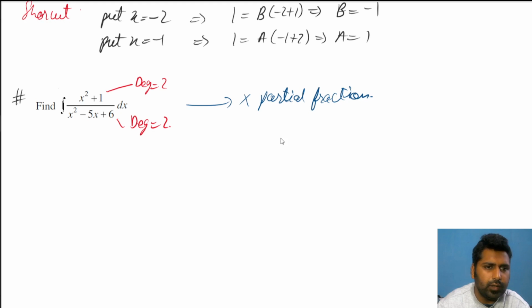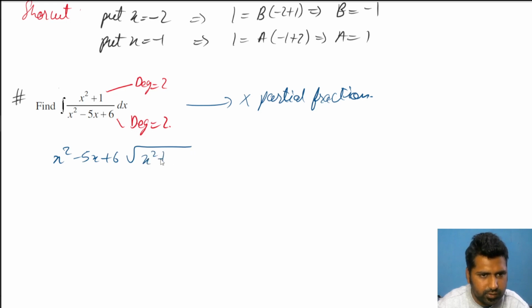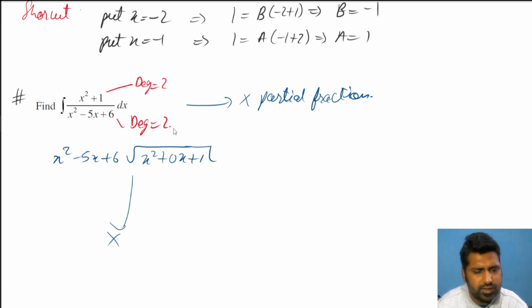So in order to do that, we have to literally divide these two polynomials. Let's divide it. You can normally divide x square minus 5x plus 6 by x square plus 0x plus 1. You can do normal division also. I'm not going to do that. I'm going to adjust this slightly. It's faster that way, but you can do this by this method also.